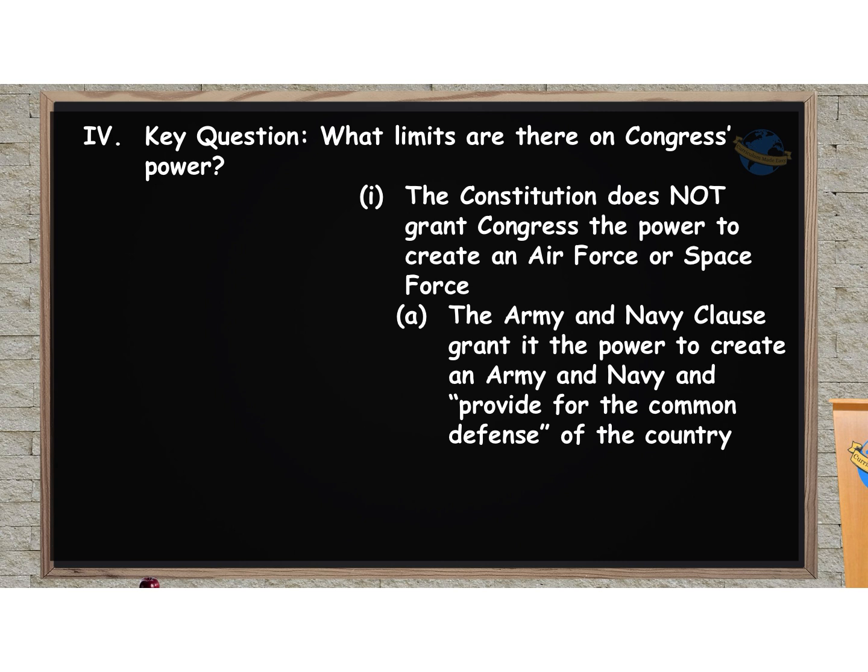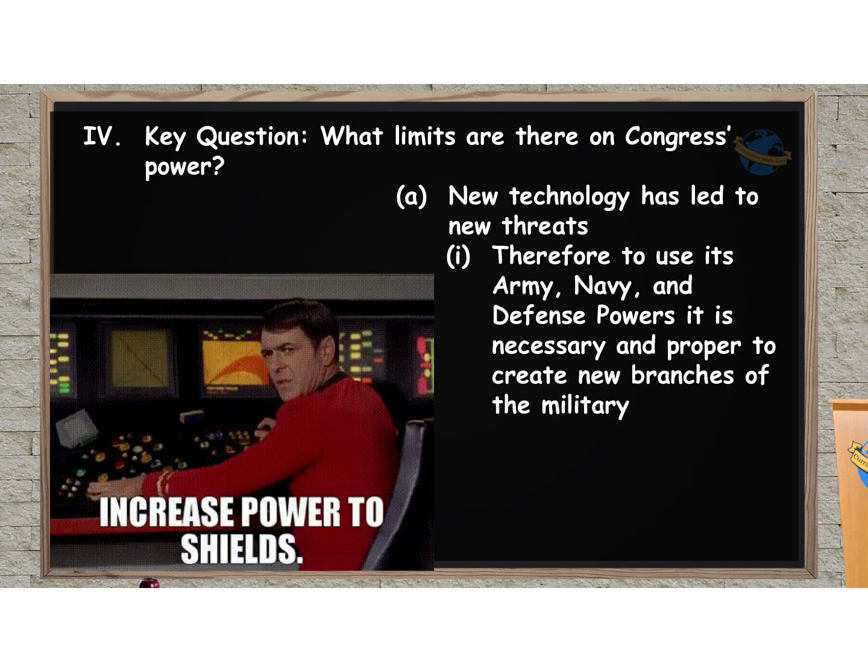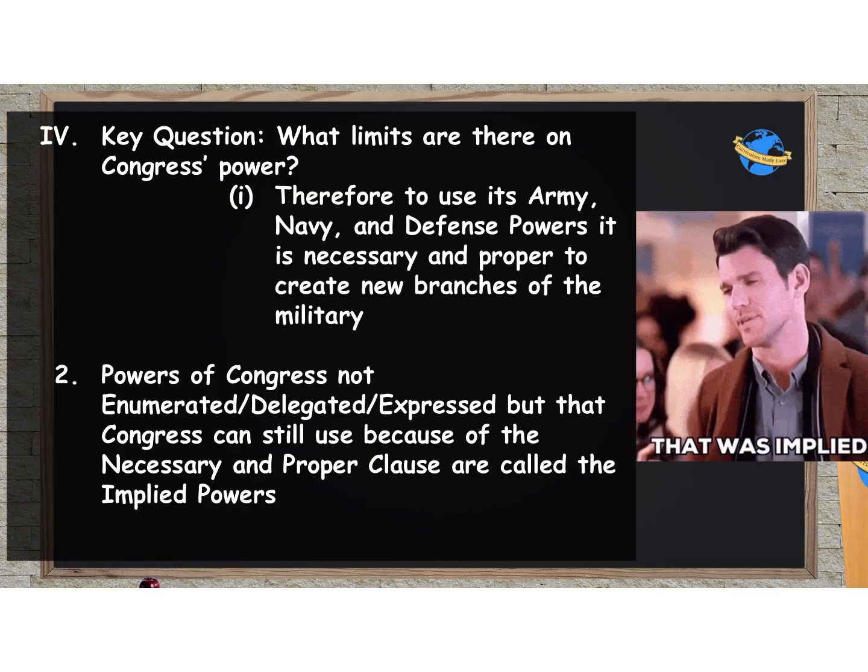So, would a reasonable person look at the Air Force and the Space Force and go, yeah, that's a reasonable way to go about providing for the common defense of our country? And if the answer is yes, well, that means the Constitution, through the Necessary and Proper Clause, allows Congress to create these new military branches. And this is because new technology has led to new threats, requiring new branches of the military to protect us from those threats and provide for the common defense. Therefore, using the Army and Navy and defense powers, it's necessary and proper to create the Air Force and the Space Force. We call these powers that are not enumerated in the Constitution, but that Congress can still use, the implied powers. Essentially, it doesn't say it straight out, but it's implied that you can do it.